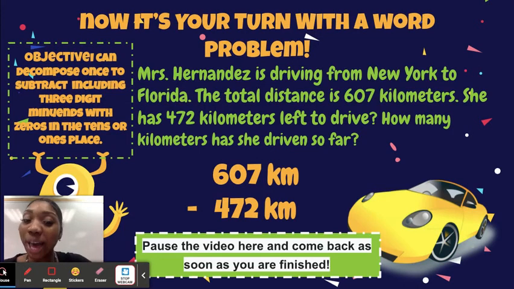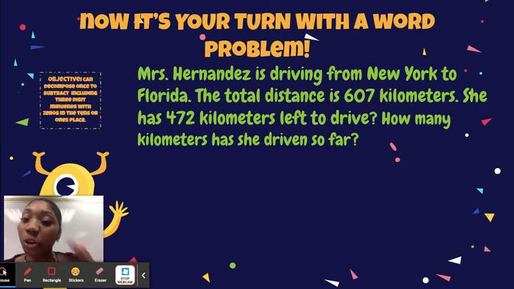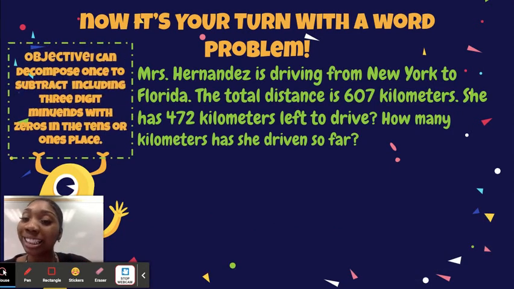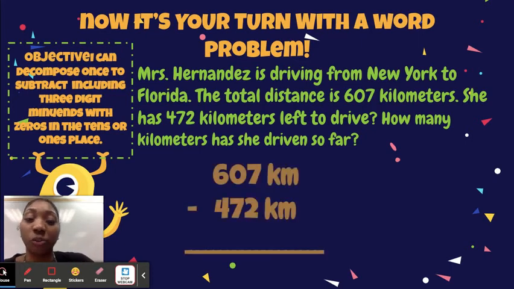Hi, scholars, and welcome back. So, let's review our problem. Remember our objective: I can decompose once to subtract, including 3-digit numbers with zeros in the ones place or in the tens place. Excuse me. So remember our problem. Mrs. Hernandez is driving from New York to Florida. The total distance is 607 kilometers. She has 472 kilometers left to drive. How many kilometers has she driven so far?